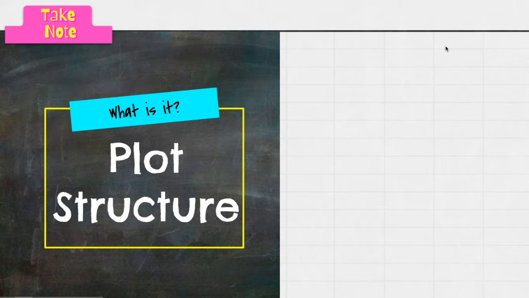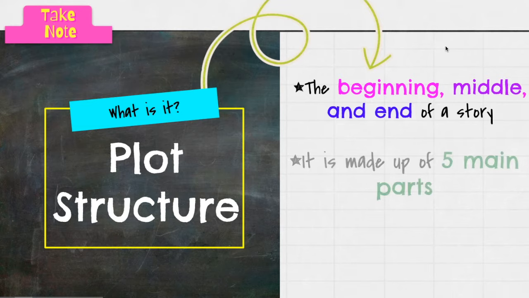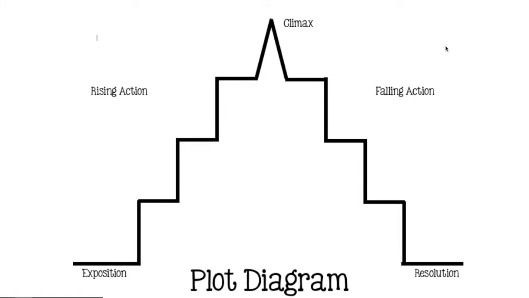So what is a plot structure? When we talk about the plot structure of a story, we're talking about the beginning, middle, and end. Typically it's made up of 5 parts, and one event leads to the other. Now I have a little diagram that might look familiar to you. This is a plot diagram. It has the exposition, the rising action, climax, falling action, and resolution.